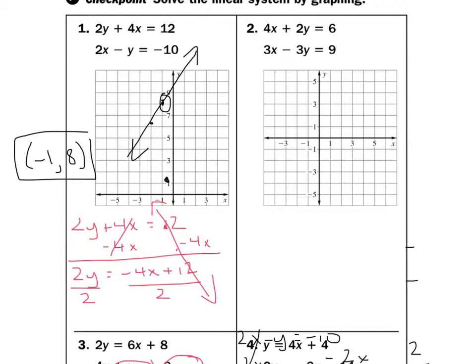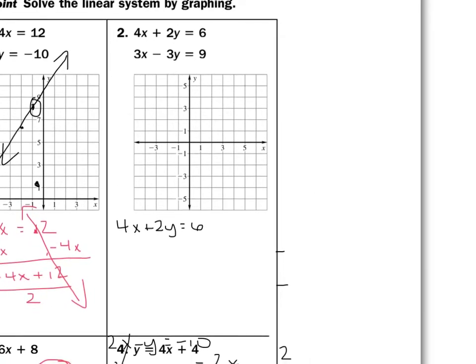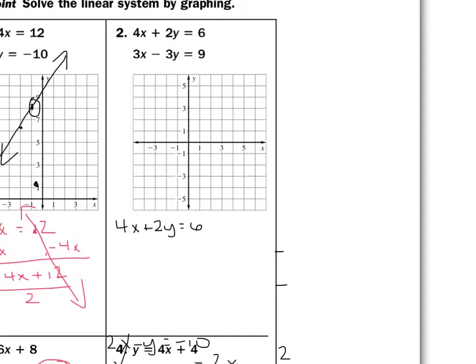So I'm going to start with 4x plus 2y equals 6. I'm going to move this over a little bit so we have some more space to work. And I'm going to start by solving for the y. So I subtract 4x from both sides. The 4x's go away. You're left with 2y equals negative 4x plus 6. Again, I'm putting my x first. And then you'll divide both sides by 2.